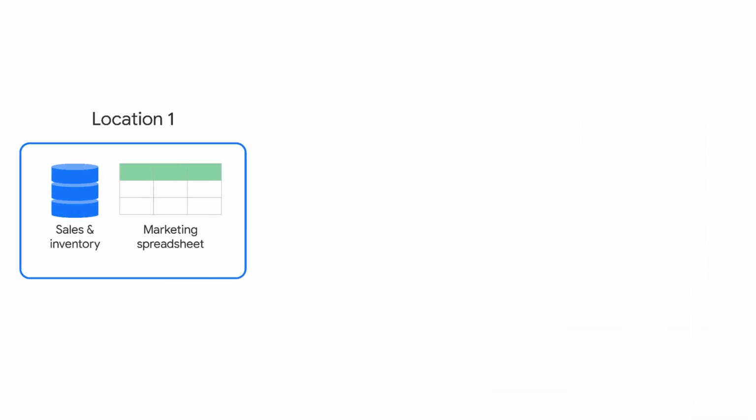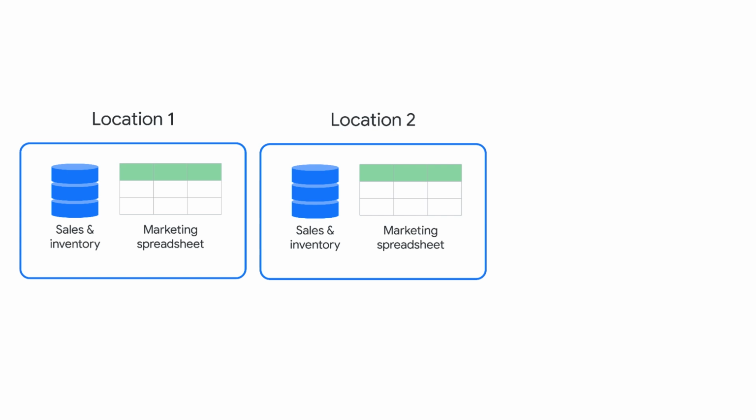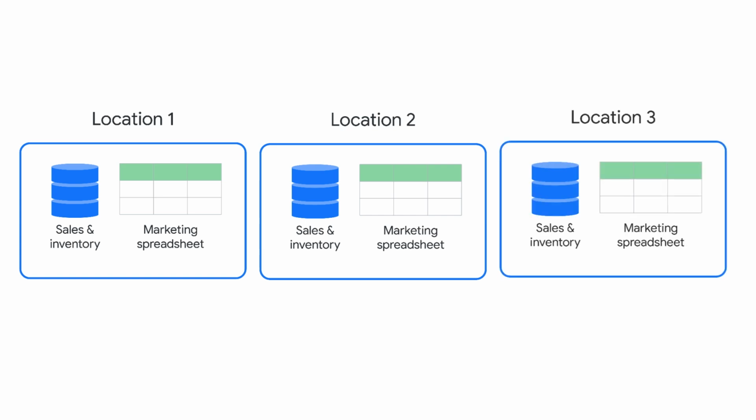Let's consider an example with a clothing retailer. Their sales and inventory for each location is kept in a database on site. Additionally, the marketing team enters all their campaign data locally in Google Sheets. Because the databases are not connected, there's no way for one store to know the inventory of another, or for the marketing team to learn what brands are selling or not selling. These various and distributed storage locations are called data silos.